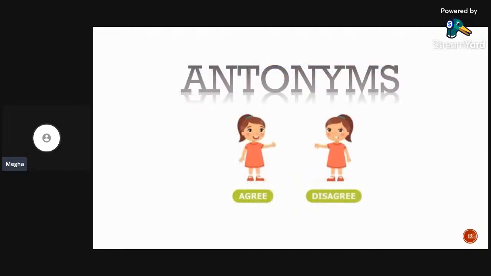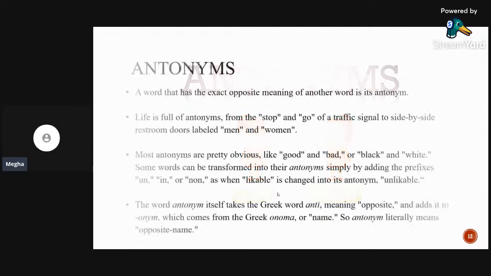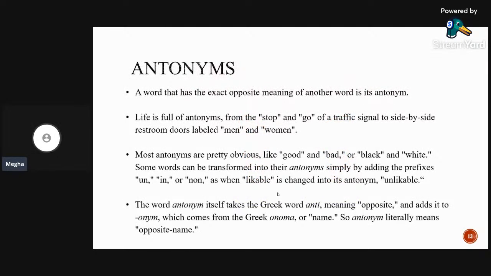Okay, let's see antonyms now. So we have antonyms, which are nothing but the disagreement, that is, opposite to each other. A word that has the exact opposite meaning of another word is nothing but an antonym. So it is the opposite of synonym. Okay. So life is full of antonyms, from the stop and go of a traffic signal to side by side restroom doors labeled men and women.